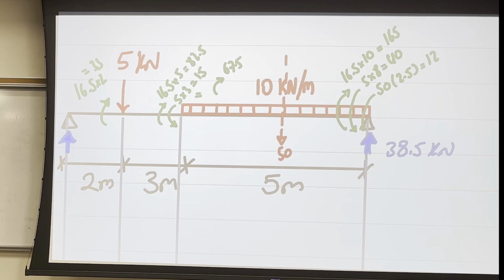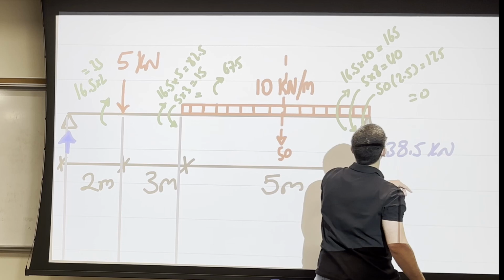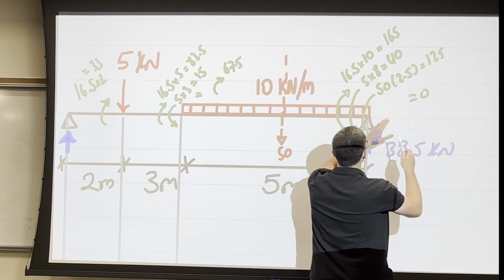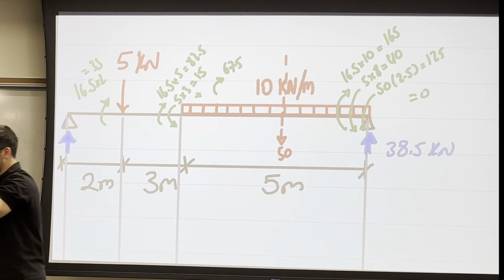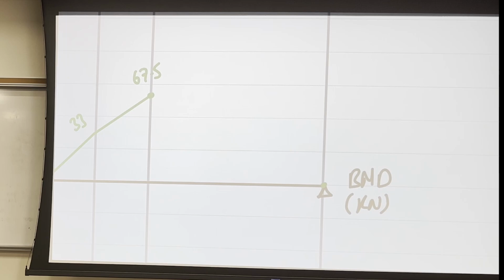Now let's find the resultant. I do have a clockwise 165, then minus 40, minus 125, which is equal to zero. In this example, we already know before doing this calculation that it's gonna be zero because I don't see any concentrated moment here. But in other examples where we do have a beam that continues with other loads here and the distributed load stops here, we need to find the moment at the end of the distributed load. So now I found the moment at the end of the distributed load, which is zero. Make a dotted line between them.